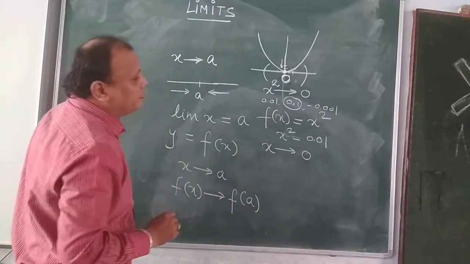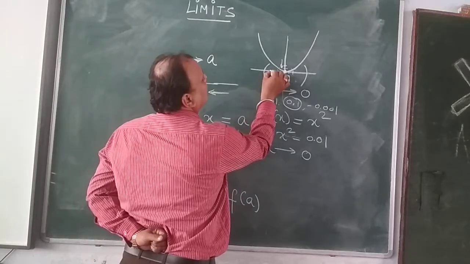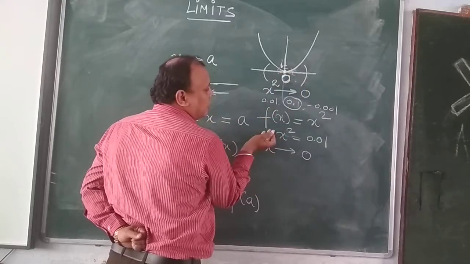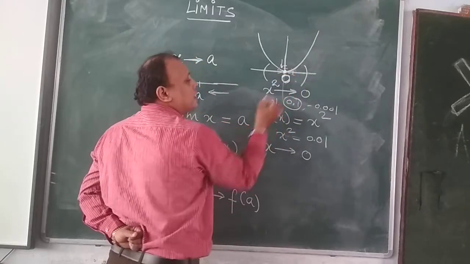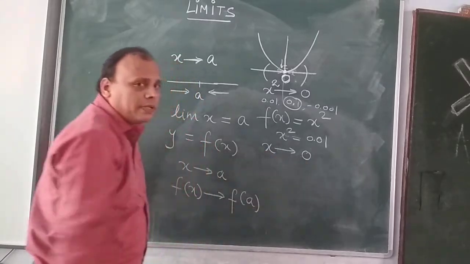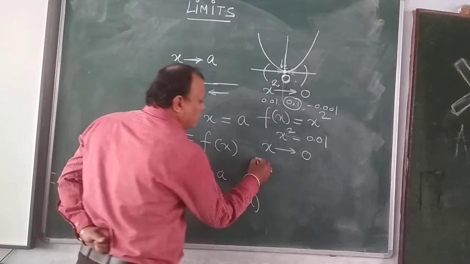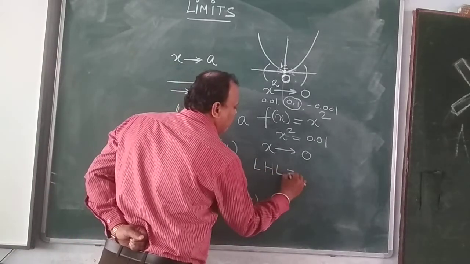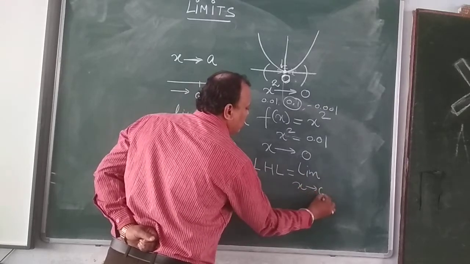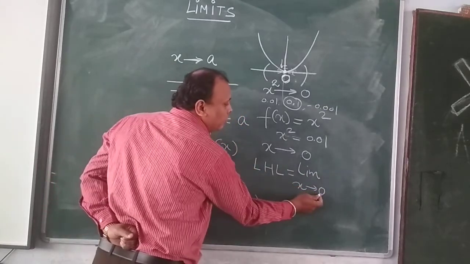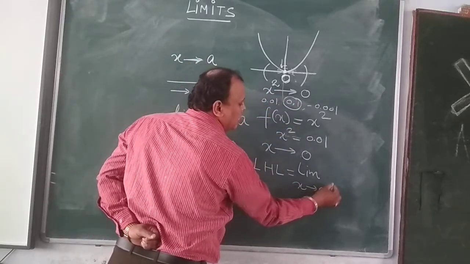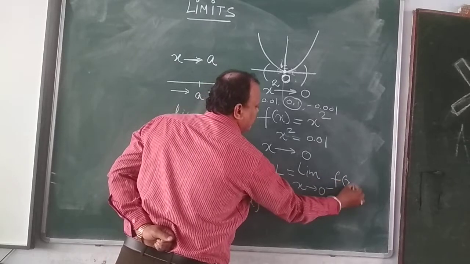So with the help of this, we can understand whether you are going from the left hand side or from the right hand side, the limit of the function x square is nothing but 0 as x tends to 0. So this concept can be written in the form of the left hand limit of the function, that is limit as x tends to 0, but from which side? From the left hand side of 0. So we write it with a minus, like this.